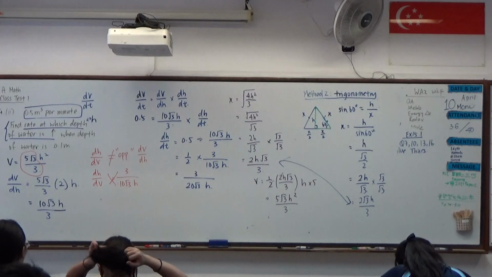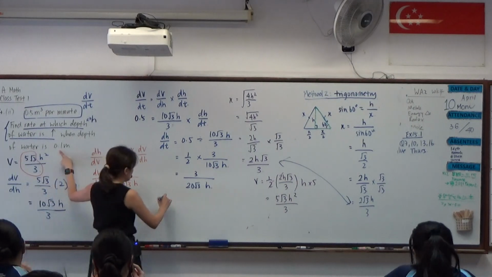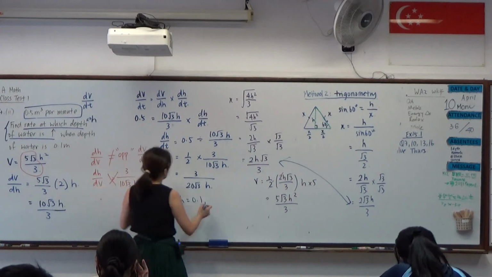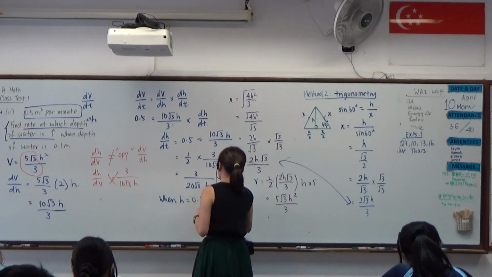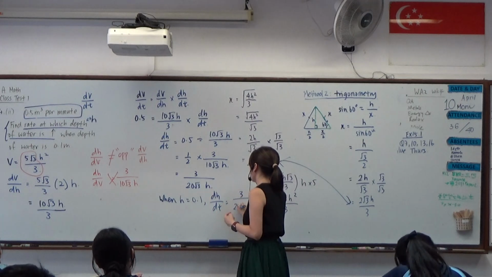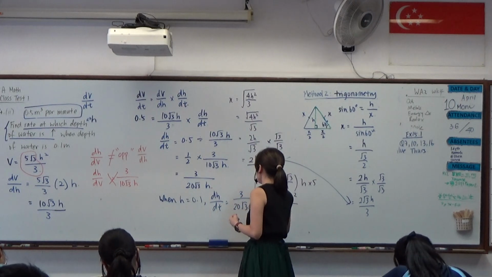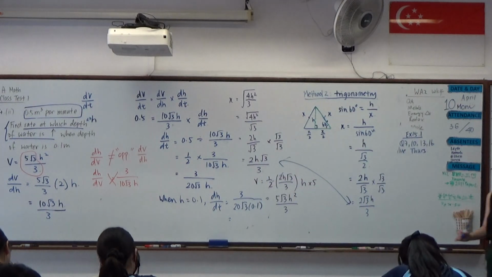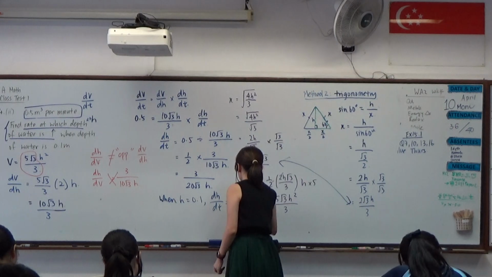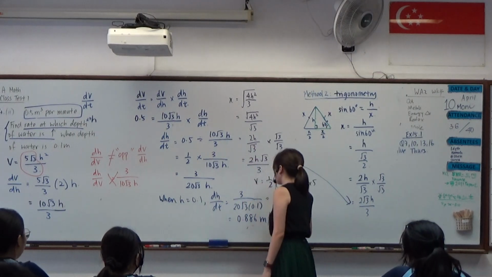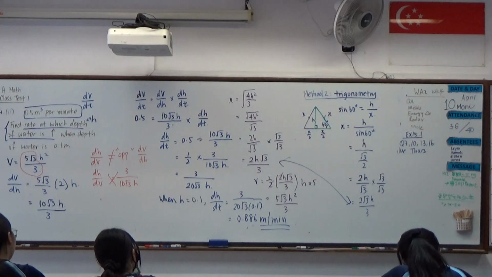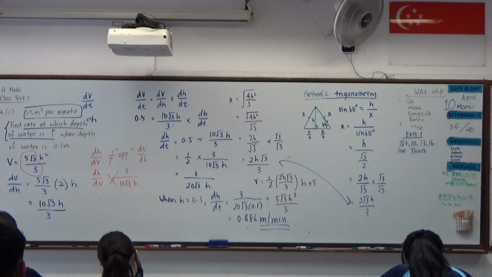So then now when H is equal to 0.1, I will then sub in the value of 0.1 to get the answer of 0.886. Not forgetting your units. Okay? Many of you lost the units, which explains why I penalized units at the cover. Okay?